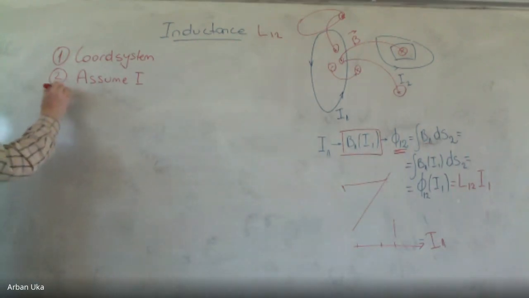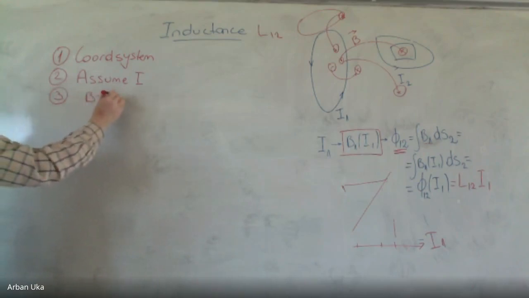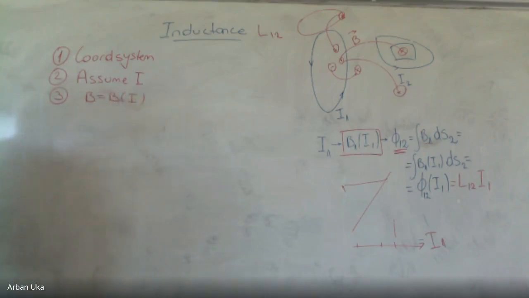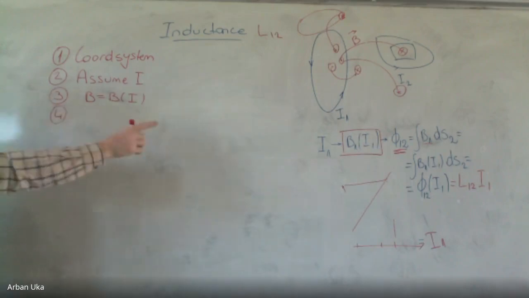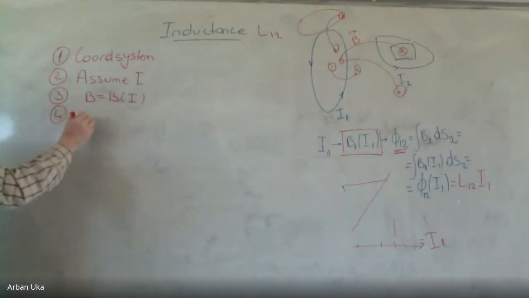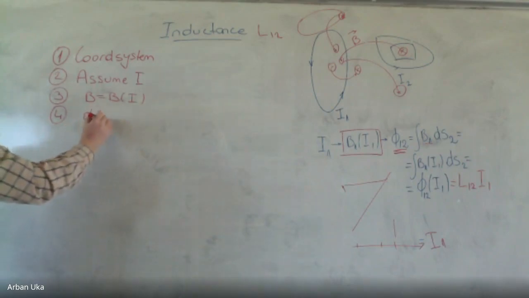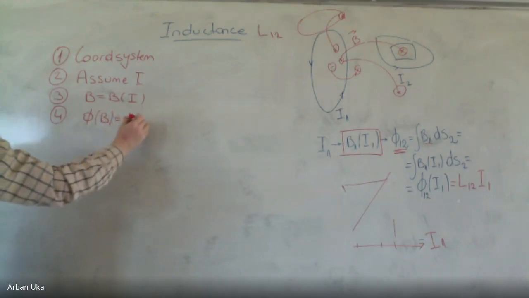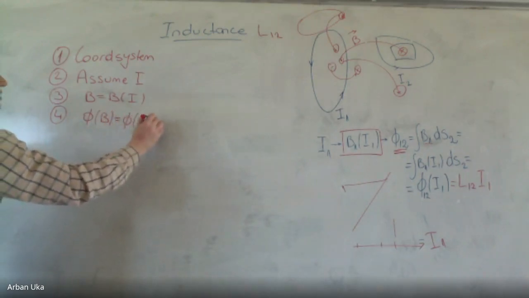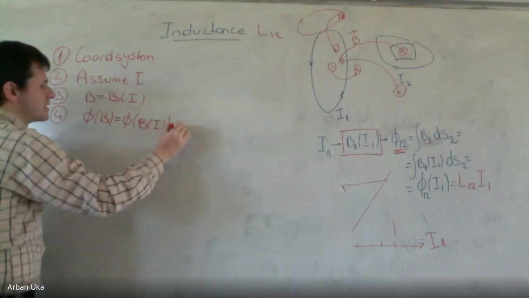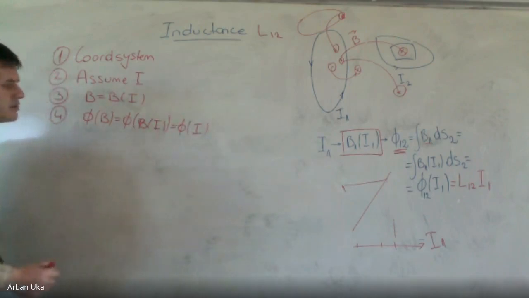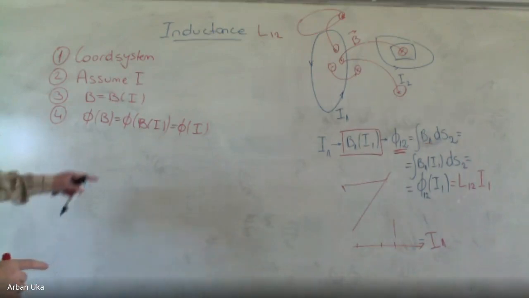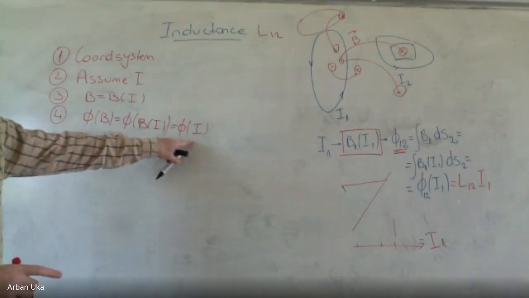The third step is find B, which is a function of I. I could even include some words, find this, find that, but find B as a function of I. The fourth step is also written over there so far. We need to find the flux of B, which means that we need to find the flux as a function of B, which is also a function of the current, which means that this flux is also a function of the current. And we know from the previous discussion that this relationship here is a linear relationship.